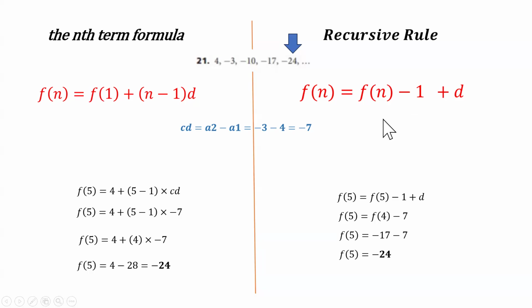This f9 is one term back, okay? One term back plus the common difference. This is what the recursive rule means. It is always that the term in the front determines the term behind it, and so on.